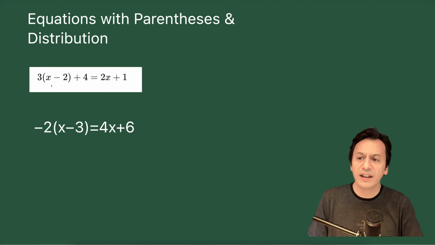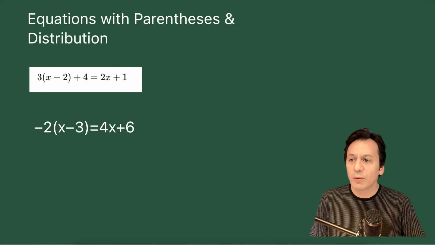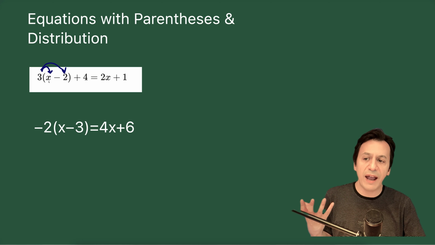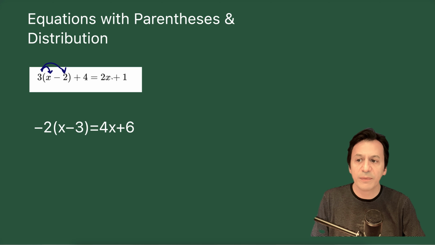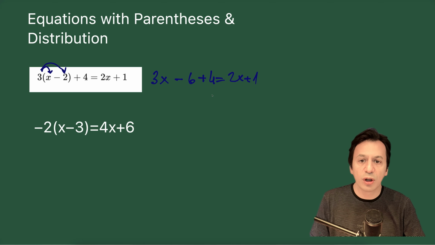Now, in this case, I have a parenthesis here, and this parenthesis changes everything, because in order to simplify the equation, I need to do it first. Now, what I need here is the distributive property of multiplication, and I distribute this 3 as a multiplication over this term x and minus 2. Let's do it. 3 times x makes 3x, and 3 times minus 2 makes minus 6, plus 4 equals 2x plus 1. Okay, let's continue solving it.